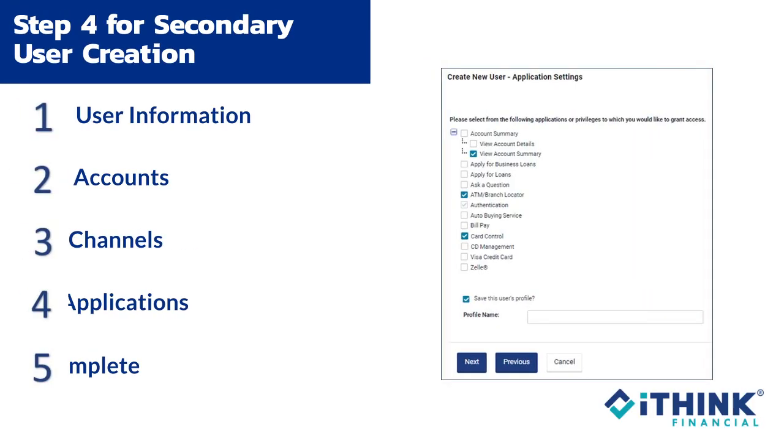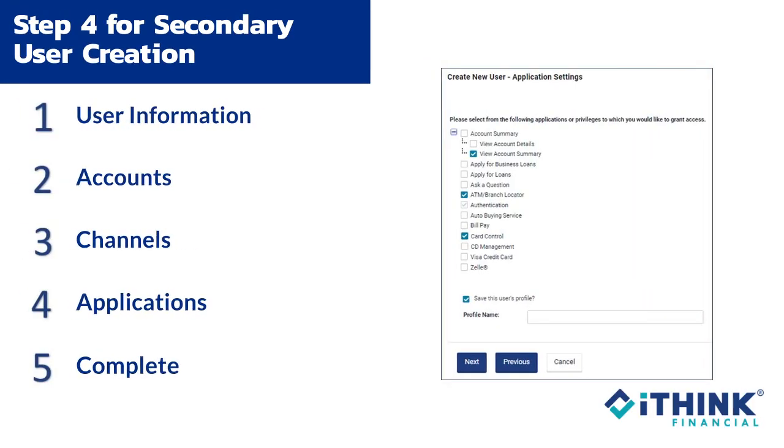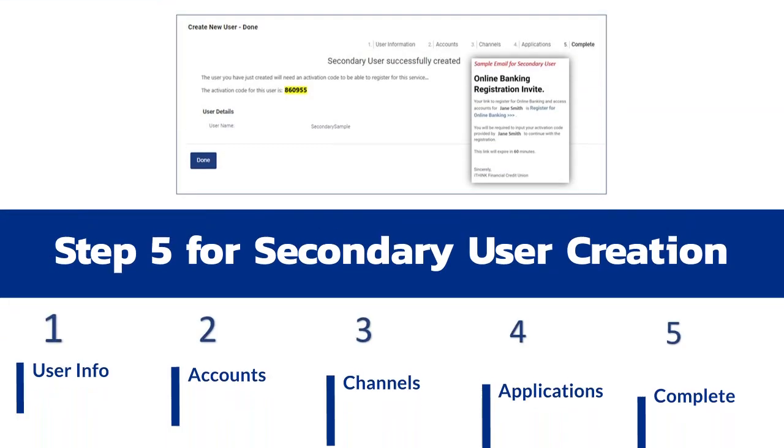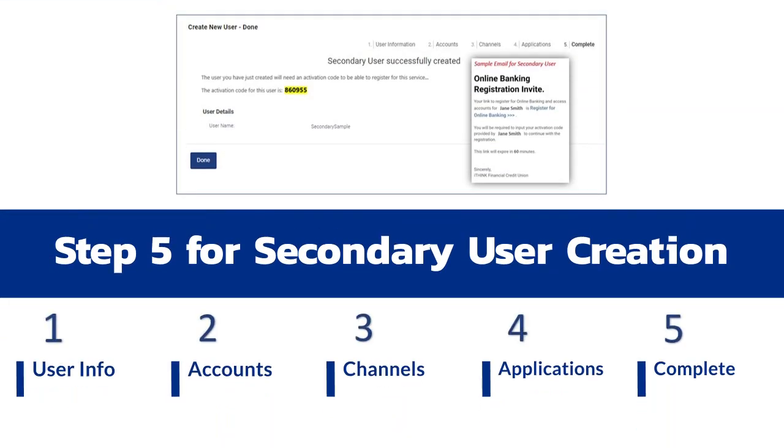Step 4 is where the primary member can choose the different services that the secondary user should have access to. The only required option is Accounts Summary. Business members should select the View Statements option so that the new user can have access to specific account statements. Step 5 completes the secondary user creation process.